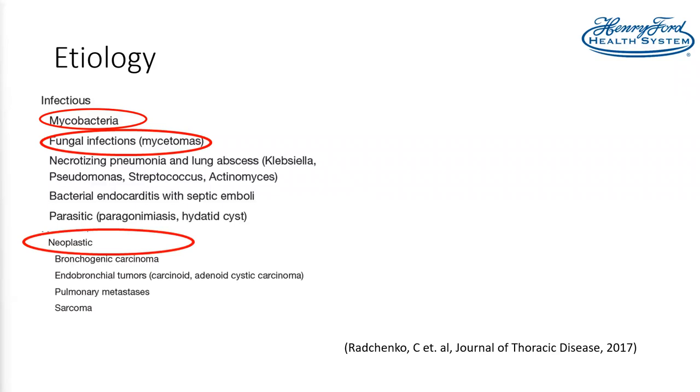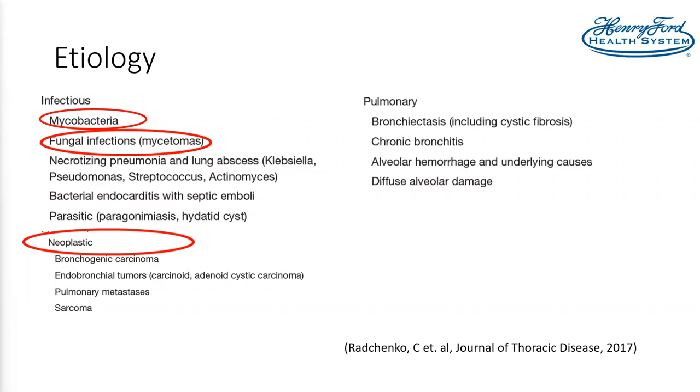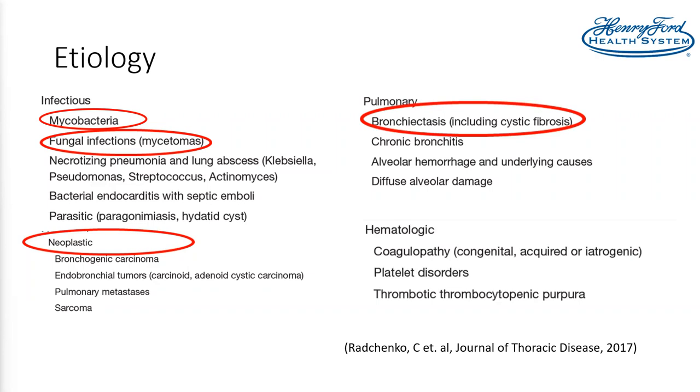Neoplastic causes: lung cancer, mainly centrally located tumors. Squamous cell carcinoma is very associated with massive hemoptysis. One thing that I found very interesting is that up to 80% of patients with massive hemoptysis due to cancer will have small sentinel bleeding episodes a few weeks before this episode. So it's very important to keep in mind, because maybe we can catch them and manage them early when it's still small hemoptysis rather than massive hemoptysis and more of an emergency. Bronchiectasis, of course, is still very high, including cystic fibrosis, and hematologic diseases, especially those that are post-procedural mainly.